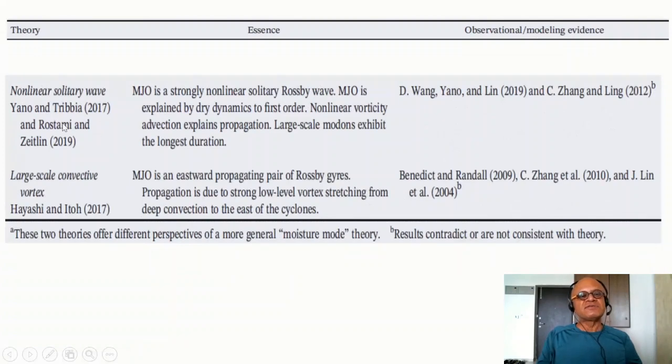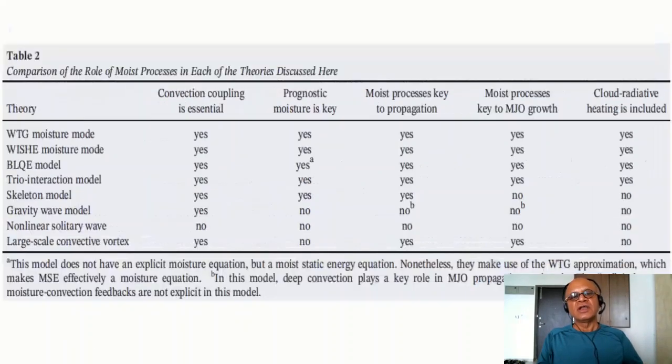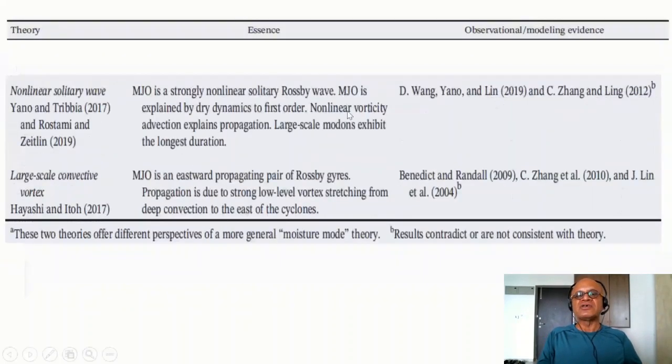Nonlinear solitary waves, so Yano and Joe Trivia and others. The MJO is a strongly nonlinear solitary Rossby wave. Okay, it's not a wave train, it's just a solitary wave. The MJO is explained by dry dynamics to first order, so moisture mode is not the main grounding theory here. Nonlinear vorticity advection explains propagation.